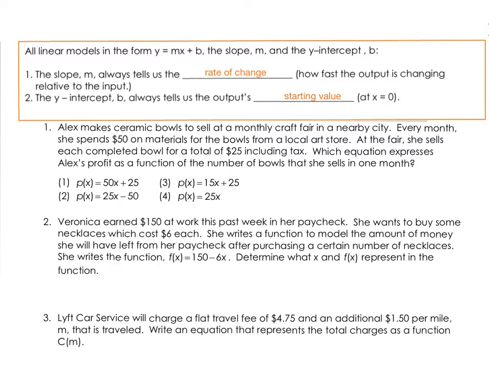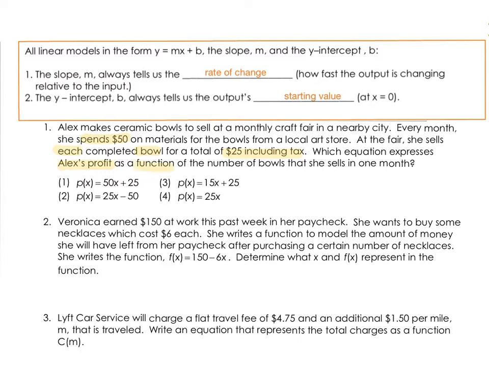Okay, let's go through some questions together. So we're going to read through some word problems highlighting important information, and then we're going to write our equation. So Alex makes ceramic bowls to sell at a monthly craft fair in a nearby city. Every month she spends $50 on material for the bowls from her local art store. At the fair, she sells each completed bowl for a total of $25 including tax. So that's how much they sell for. Which equation expresses Alex's profit as a function?